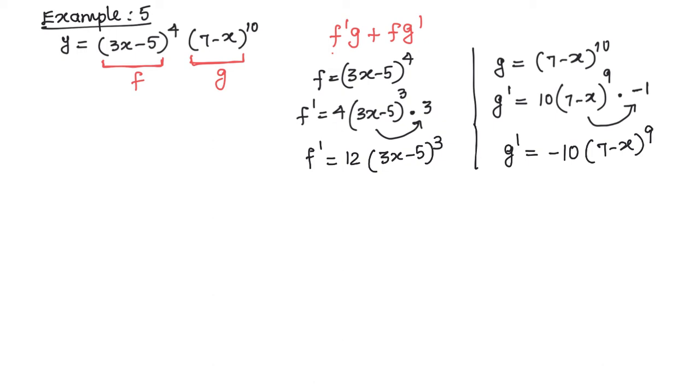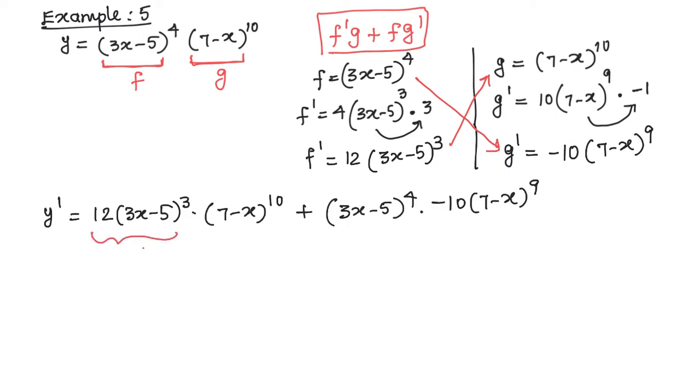So now we can multiply f prime g. I am applying this formula. So f prime g plus f g prime. So multiply these terms. This is f prime g, f g prime. We can simplify this by taking out the GCF.